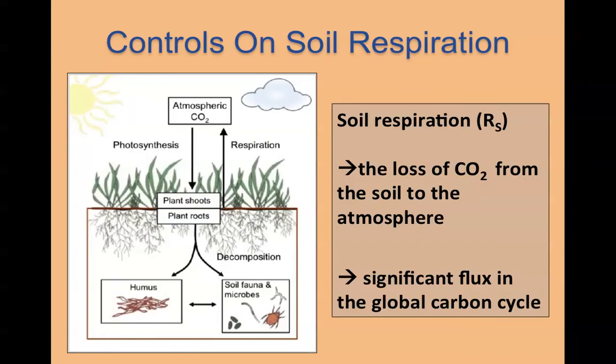So now we're going to go to the more biological aspects of carbon. We're looking at soil respiration. So soil respiration, or RS, we're going to use in this presentation, is the loss of carbon dioxide from the soil to the atmosphere. So that shows by this arrow coming out of the soil into the atmosphere, or into the cloud there. So there's discussion that there's significant flux of CO2 because of soil respiration.